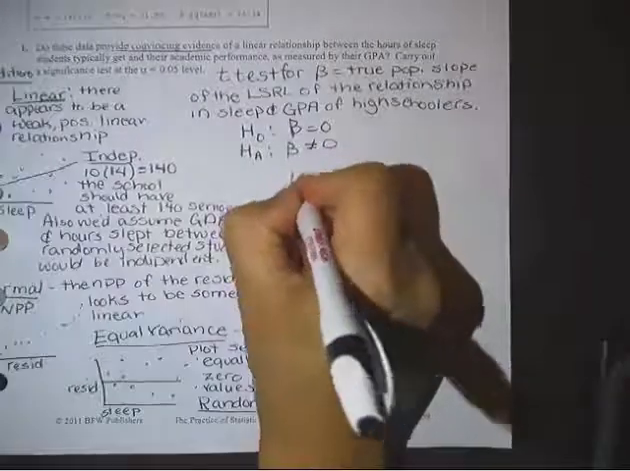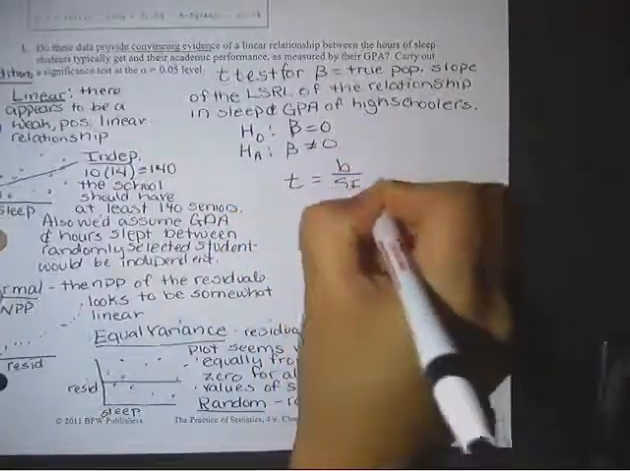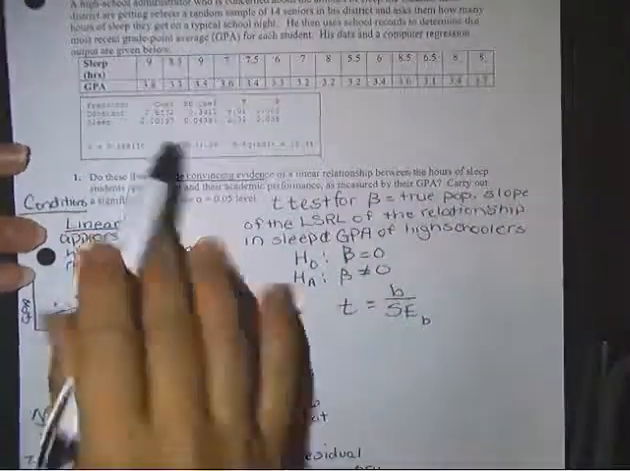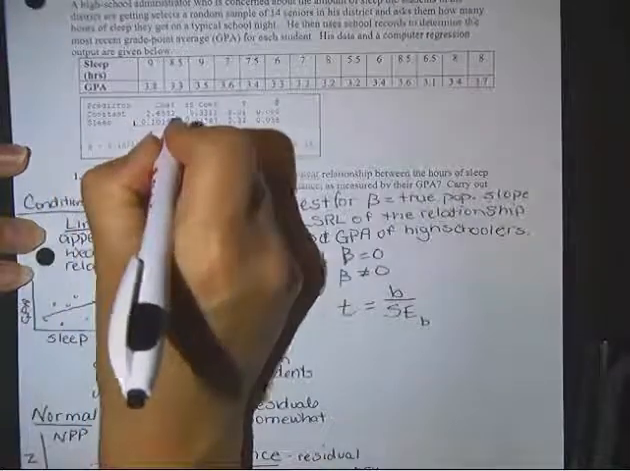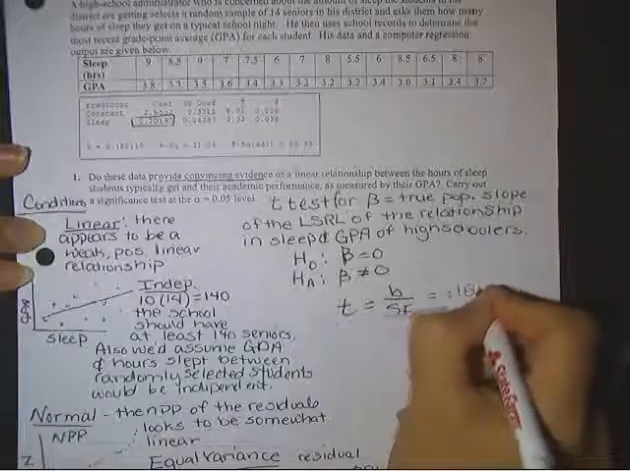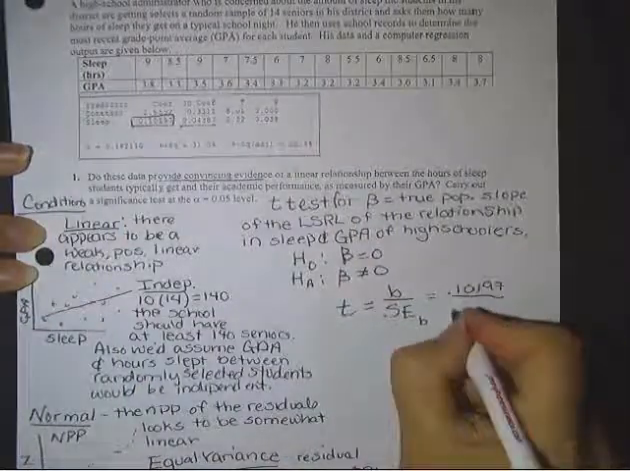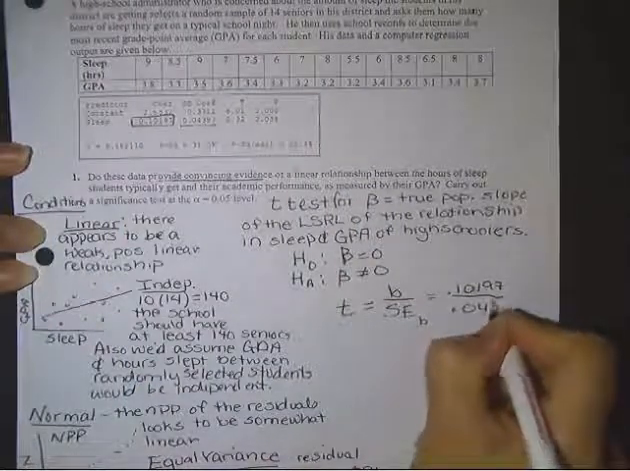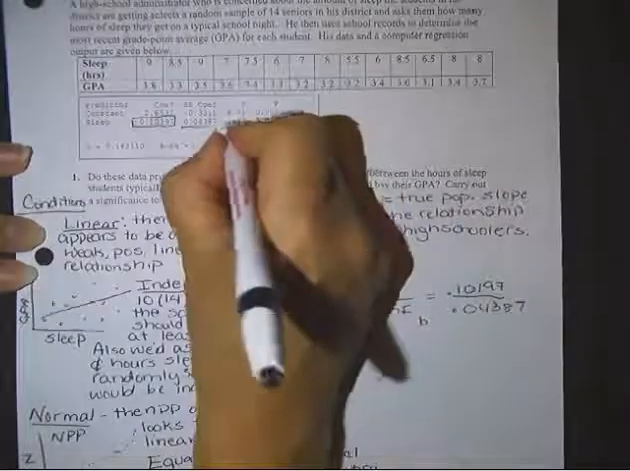And no, if you're given a computer printout, you're usually going to have this. Here is our B right here. Our slope is 0.10197. Our standard deviation of B is right here, 0.04387. So it never hurts to write those in, but our t-score is given to us, so don't bother calculating it. It's 2.32. Our p-value is given to us.